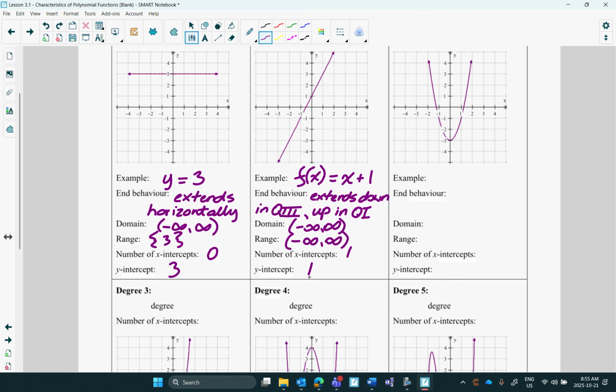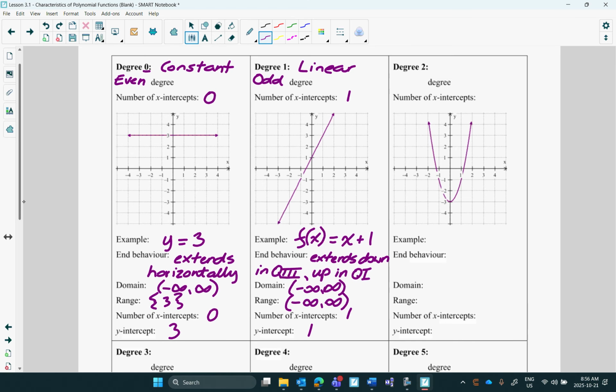Okay, again, we've done these. We've done this, degree 2. We did these last year. What kind of functions did we call these? Quadratic. And since they are all x squareds, they are even degree. Now here for the x-intercepts, there's 3 possibilities. We could have 0, 1, or 2, but we can't have more than 2.